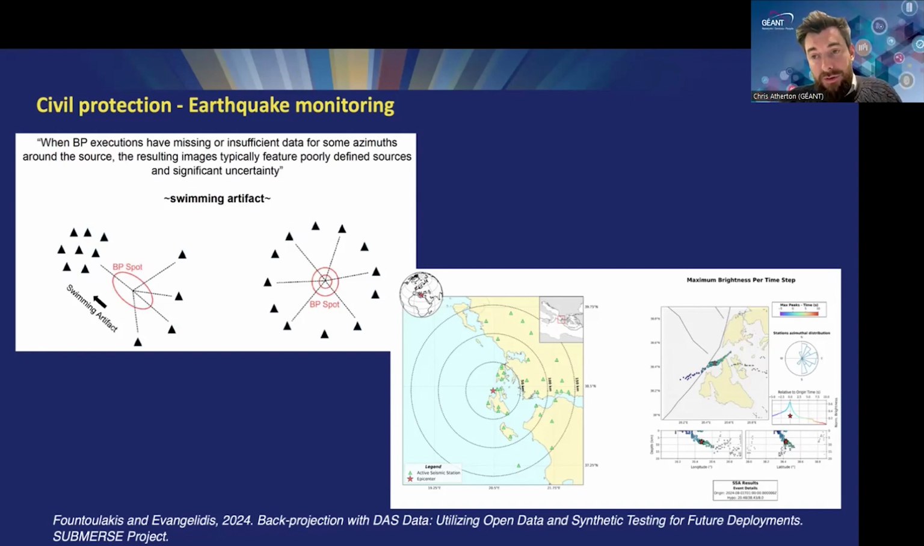This is an issue because in order to localize the epicenter of an earthquake, you need to use a technique called back projection. And because there are no seismic stations in the water, they're not able to truly localize the exact place where the epicenter is. And so you get this swimming artifact effect, which means that the location moves around a particular spot. And this is what's happening now in Greece.